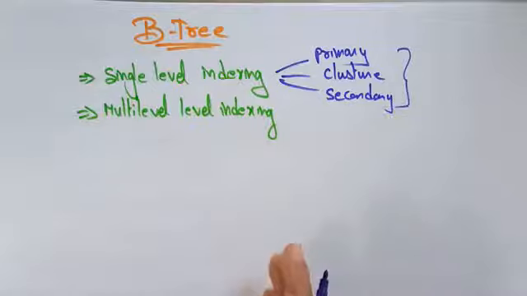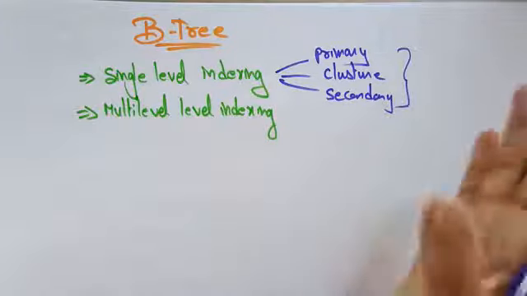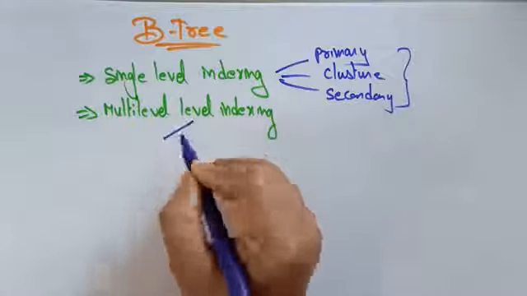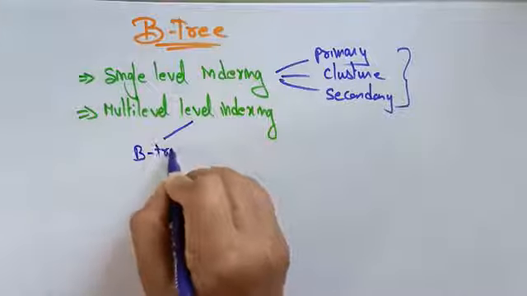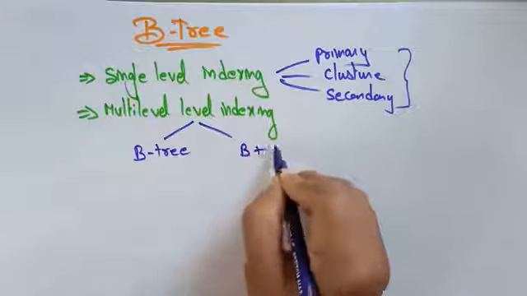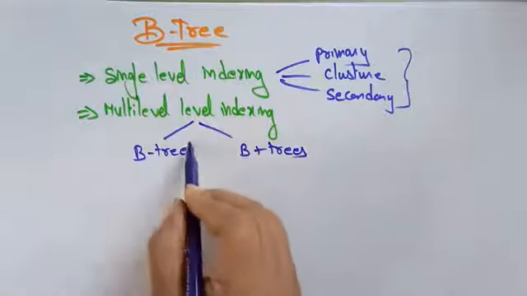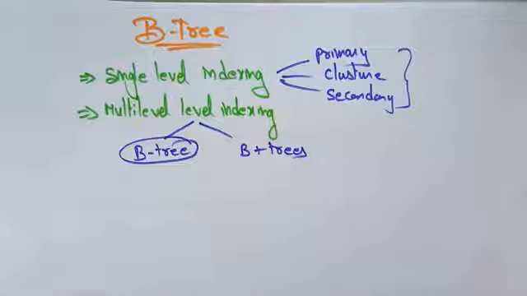If you didn't watch these videos, just go and watch those videos, which explain these three that come under the category of single level indexing. Now coming to the multi-level indexing. The multi-level indexing is of two types. One is the B trees and another is the B plus trees. In this video I want to explain about the B trees, and next I'll explain about the B plus trees.